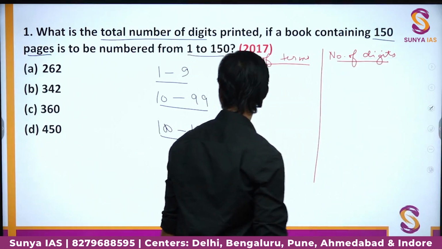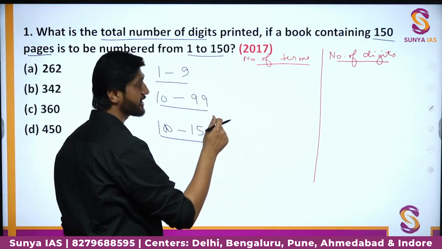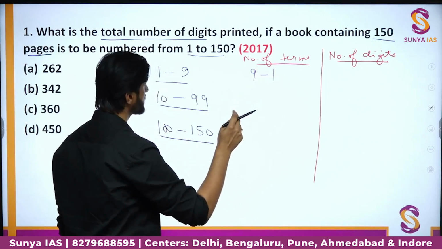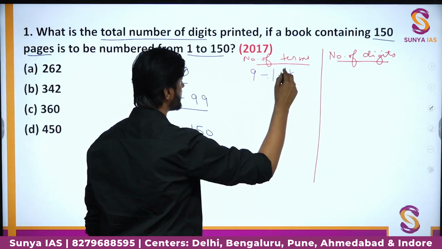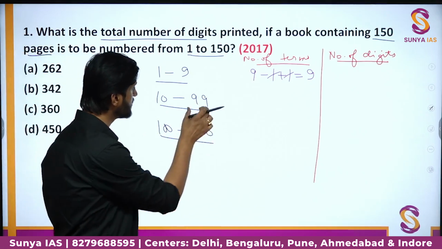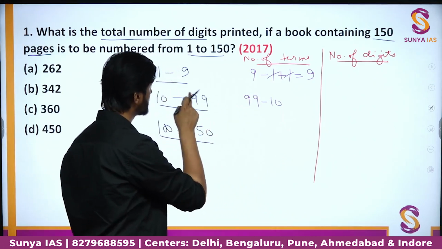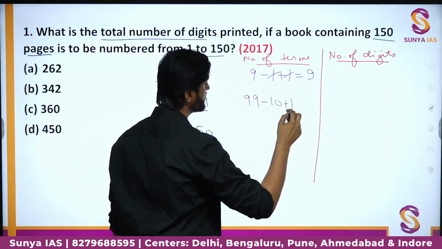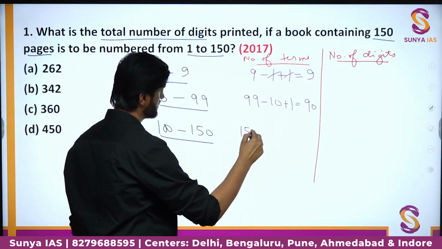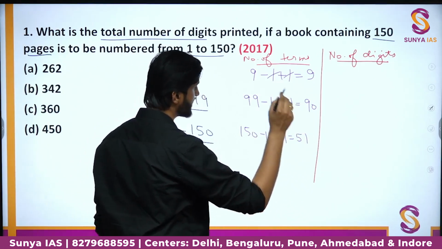So from 1 to 9, what is the number of terms? Just follow the method which I told you in the previous video. 9 minus 1, then we do a plus 1. This will cancel out and we get the number of terms as 9. The number of terms from 10 to 99 will be simply 99 minus 10, the larger number minus the smaller number, plus 1, which becomes nothing but 90. Similarly, here we will have 150 minus 100 plus 1, and that will be 51.